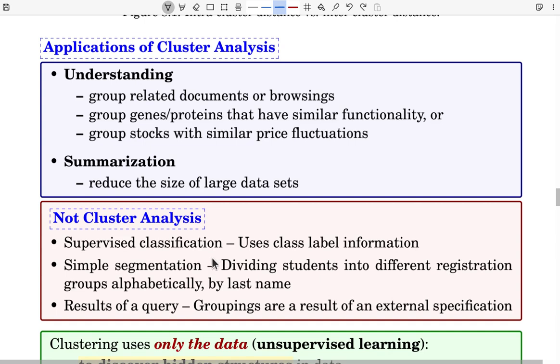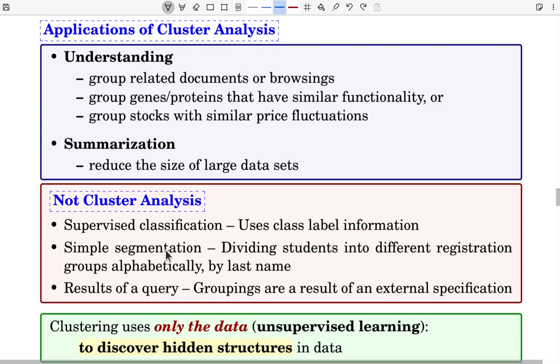Here, original cluster analysis is an unsupervised technique. So if you are using labels, it becomes supervised classification, then it's not cluster analysis. But this separation is not really clear.